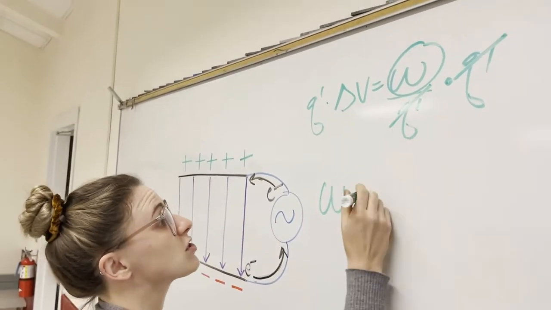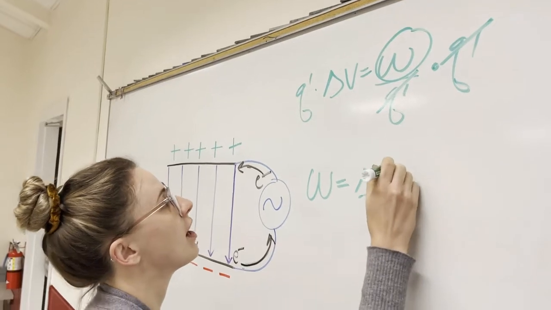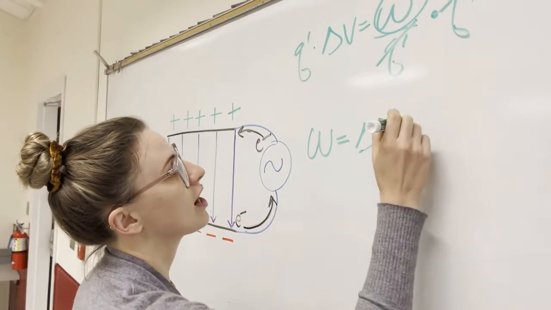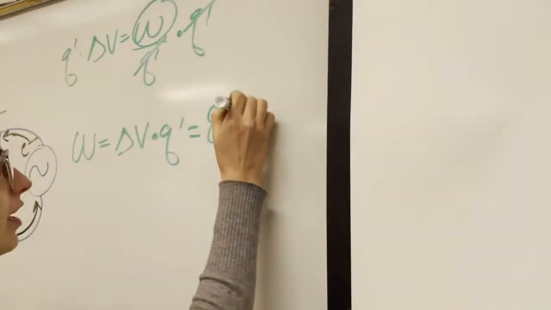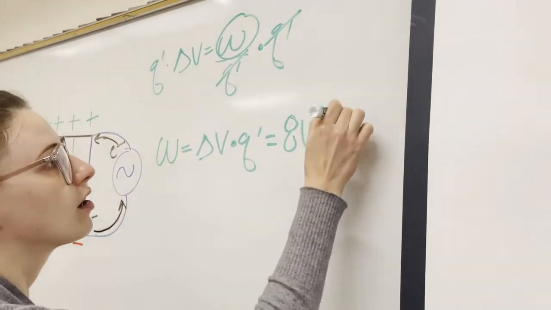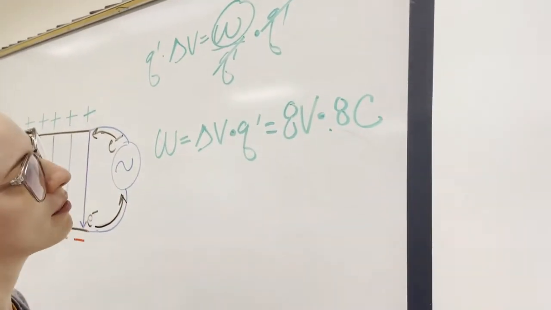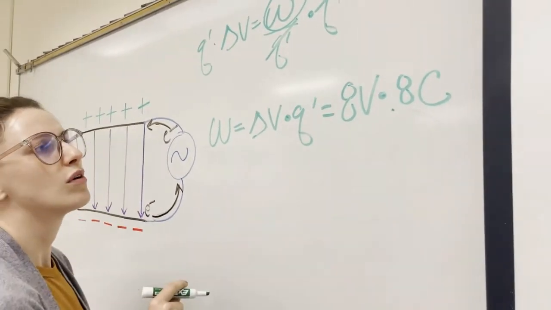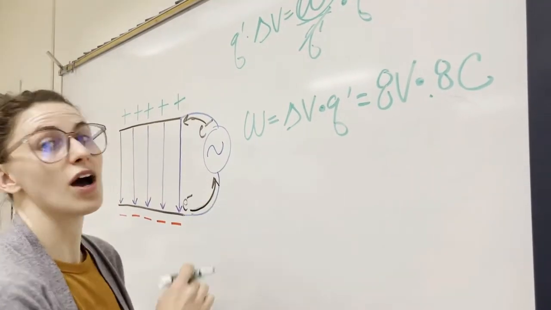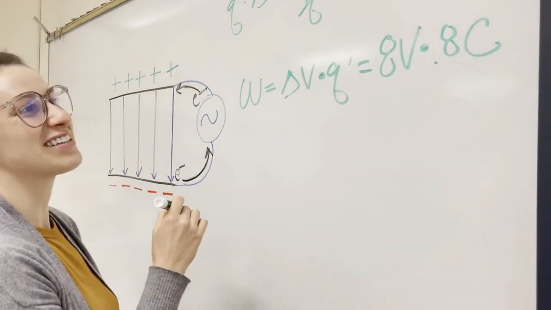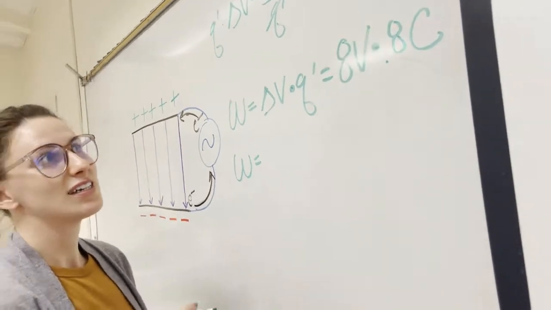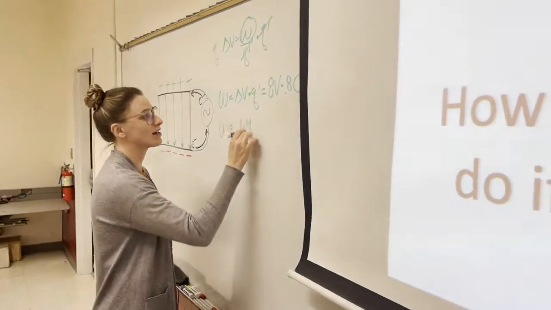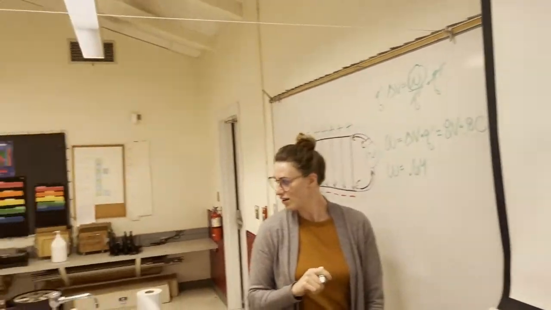How do we get rid of the test charge? Work is the electrical potential difference times the test charge. We can do this. That's 8 volts, the potential difference, and multiply by 0.8 coulombs. What's 8 times 8? 64, so it's going to be 6.4. Oh no, I left my calculator at home too. 0.64. Okay, calculators are in the back.